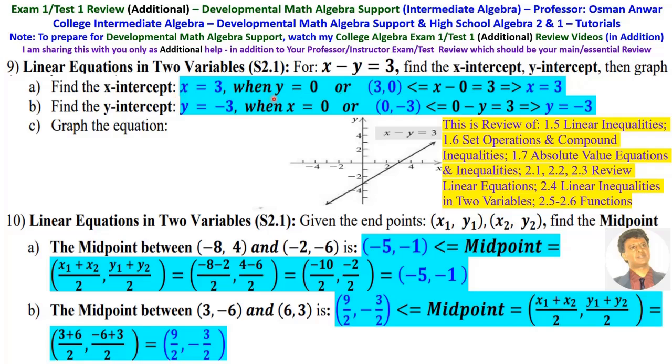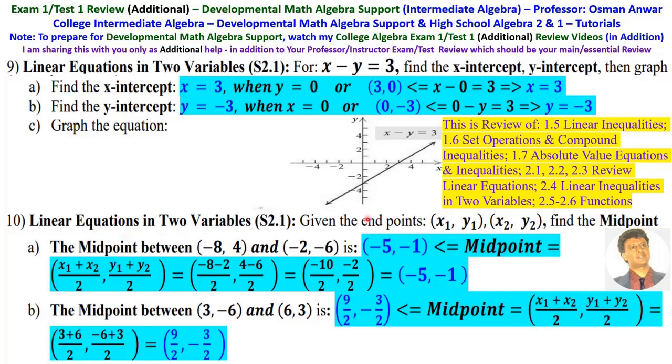To find the x-intercept, set the y equal to 0: x minus 0 equals 3, x equals 3. For the y-intercept, set the x equal to 0, that is 0 minus y equals 3, y equals minus 3. So x equals 3 is the x-intercept, y equals minus 3 is the y-intercept. Connect these 2 points and you get the graph.